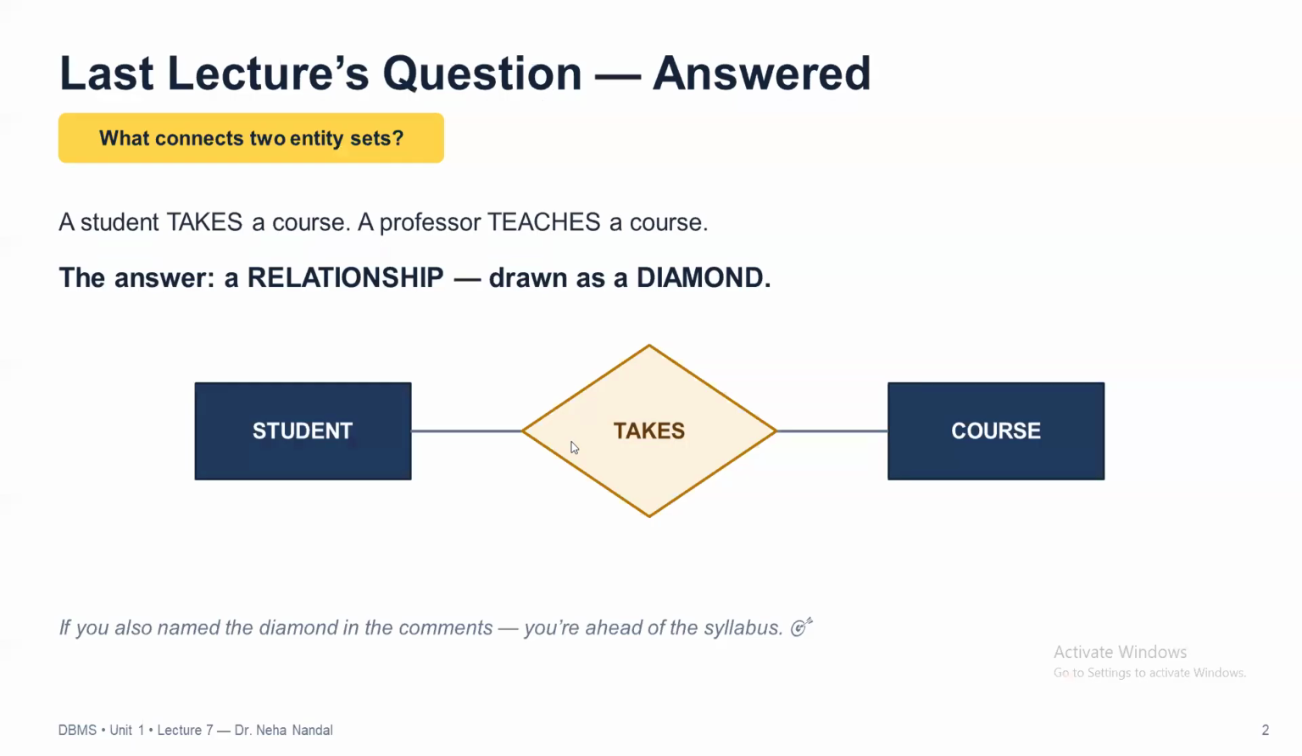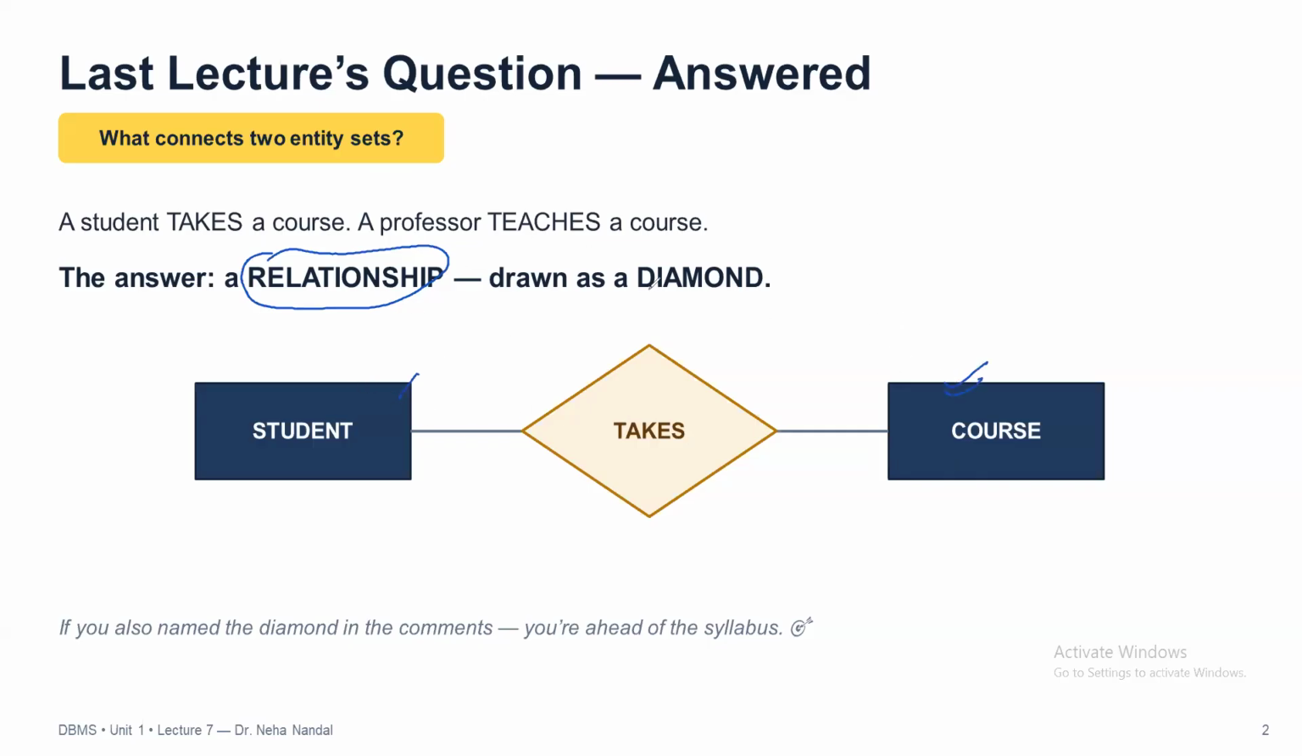So in the last lecture, I asked one question in the last slide. The question was, suppose a student is an entity set and a course is another entity set. What connects these two entities? The answer is a relationship. That is our answer. And it connects these two entity sets, student and course.